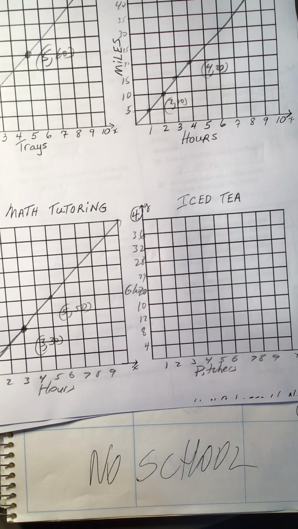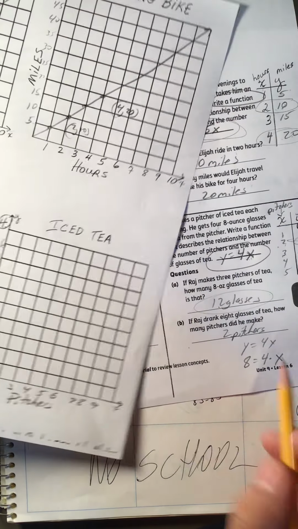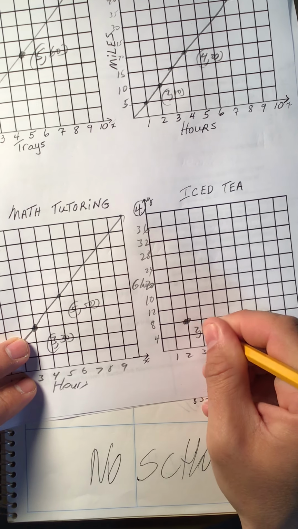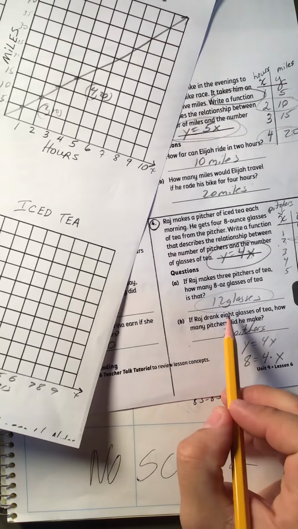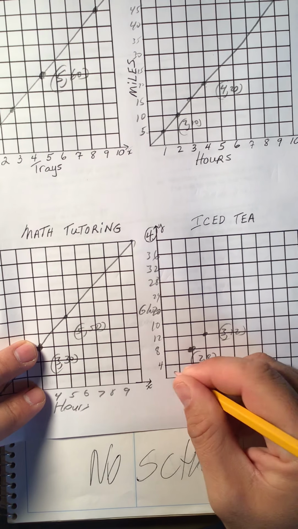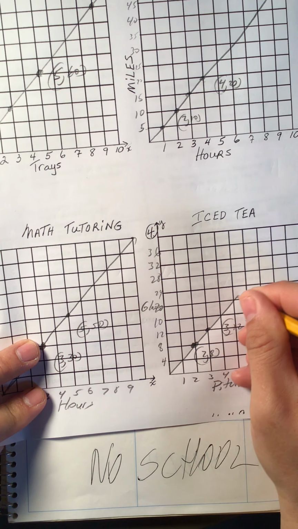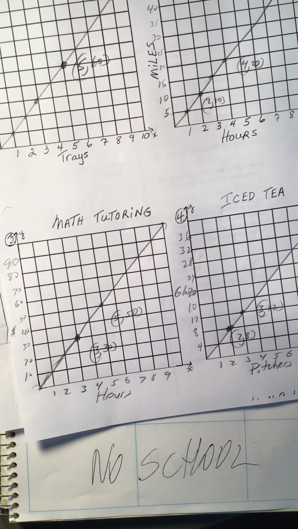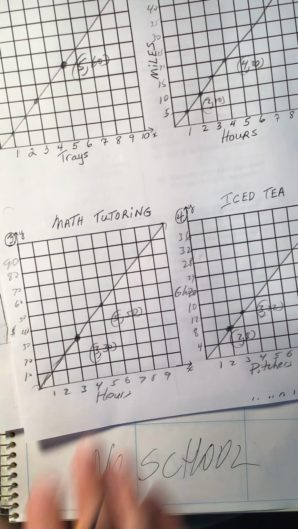And the 2 points that I did from the previous problem was 2 pitchers and 8 glasses. So that'd be 2, 8, and 3 pitchers and 12 glasses. And then, of course, we can connect those as well. All right.